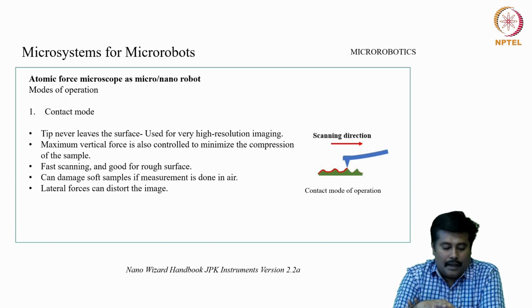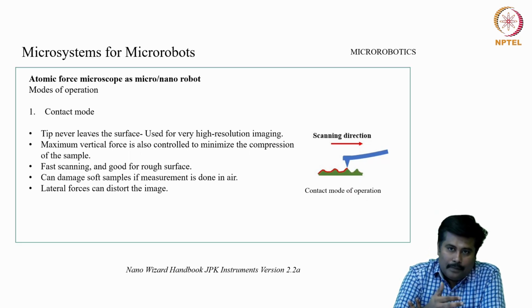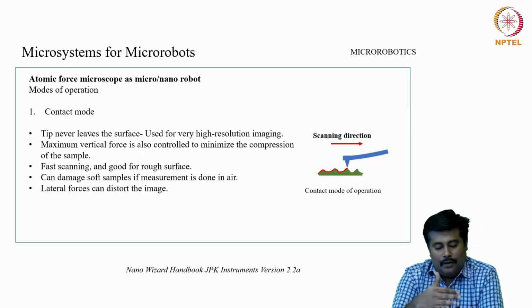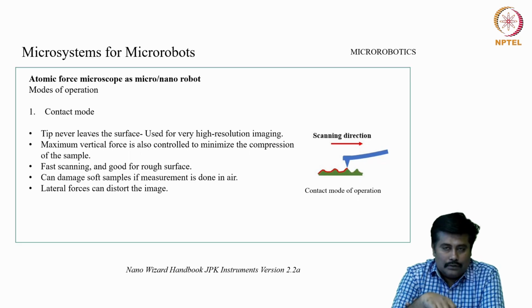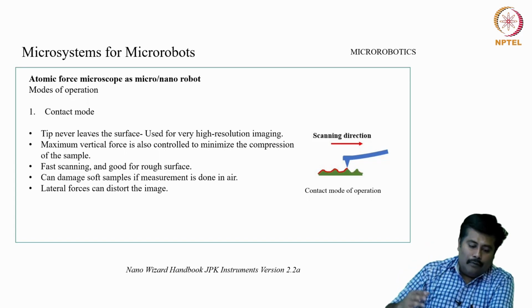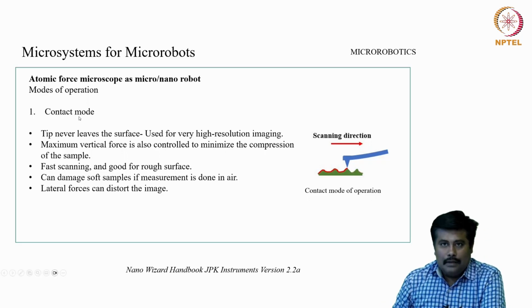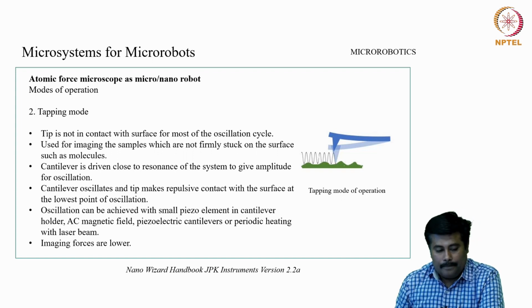The fast scanning is good enough for measuring the surface roughness. Sometimes, if it is a soft sample, it may damage the sample, or if the measurement is done in air. So, this is one of the major limitations or risks in the case of contact mode. Sometimes this lateral force may also distort the image. So, this is one important aspect which we may need to look into.